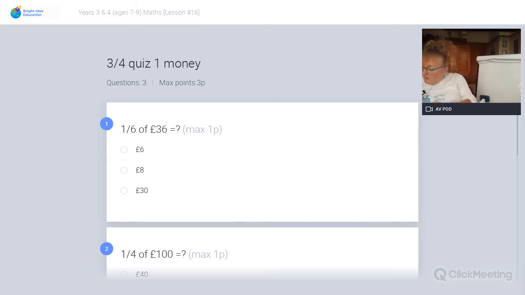Let's have a look at these quiz questions. 1/6 of £36, what is it? 1/4 of £100, what is it? 3/8 of £40, what is it? So 2 unit fractions at the beginning. Okay, so some people have finished.